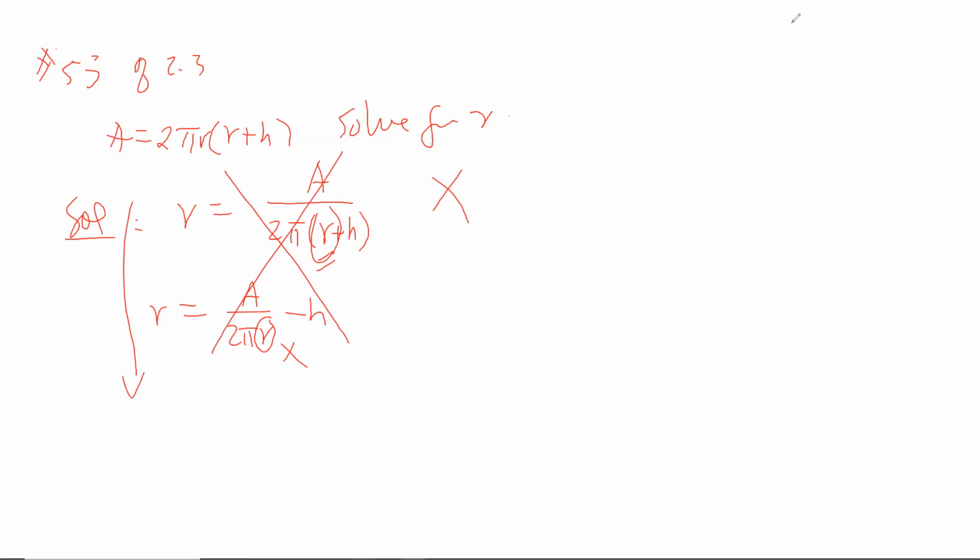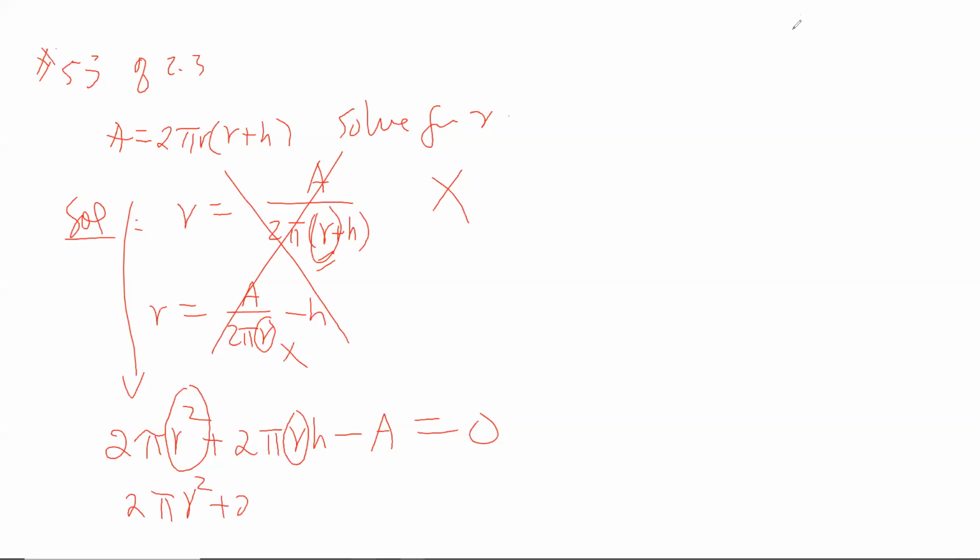What you should do is rewrite this as 2 pi R squared plus 2 pi R H minus A equal to 0. This way, you see you have an R squared here and an R here. So it's a quadratic, right? So you can write this as 2 pi R squared plus 2 pi H times R minus A equal to 0. This tells you it's a quadratic equation with A equal to 2 pi. What is B? 2 pi H. C is negative A there, okay?